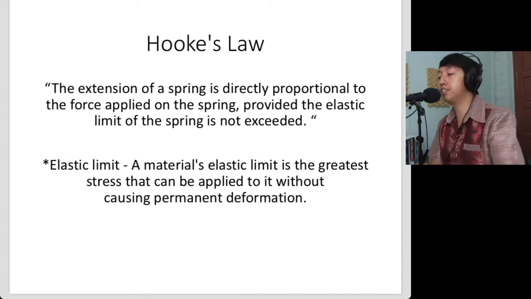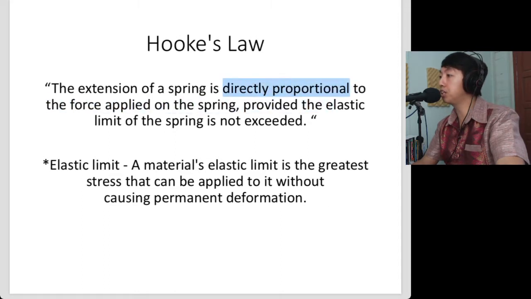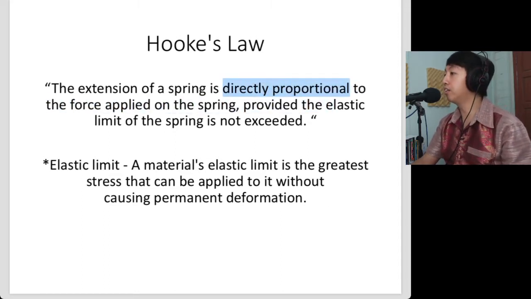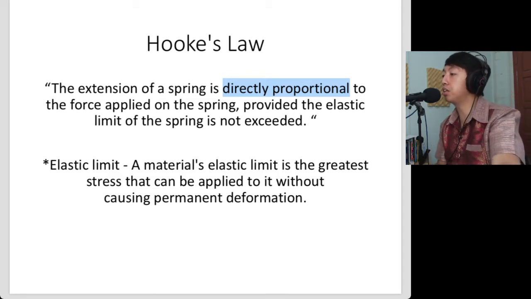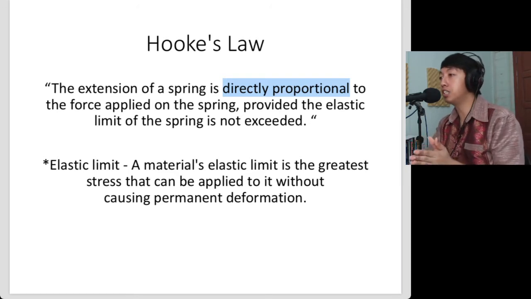So elasticity follows something that we call Hooke's law. Hooke's law states that the extension of a spring is directly proportional to the force applied on a spring, provided the elastic limit of the spring is not exceeded. In other words, how much the spring extends or gets longer or gets shorter depends on how much force you put on it, right?